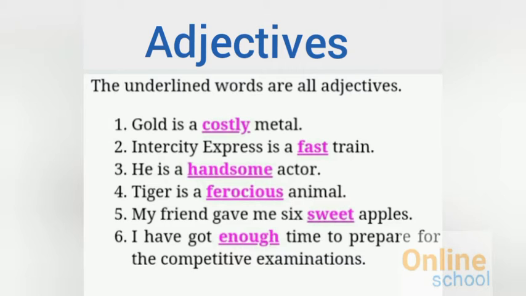Number 1, gold is a costly metal. Number 2, Intercity Express is a fast train. Number 3, he is a handsome actor. Number 4, tiger is a ferocious animal. Number 5, my friend gave me 6 sweet apples. Number 6, I have got enough time to prepare for the competitive examinations.